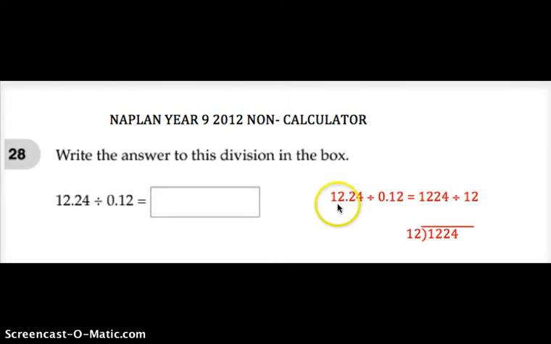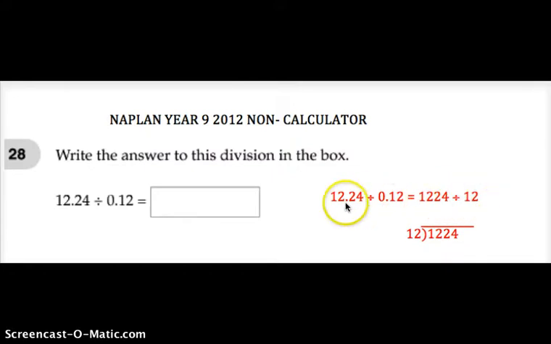Now to do this question, 12.24 divided by 0.12, when you're not using a calculator, we don't like dividing by decimals, so we really need to make this 0.12 into a whole number. The way we would do that is to move the decimal point 2 places to the right and make this 12. And we do the same with the 12.24. We move the decimal point 2 places to the right, and it becomes 1,224 divided by 12.